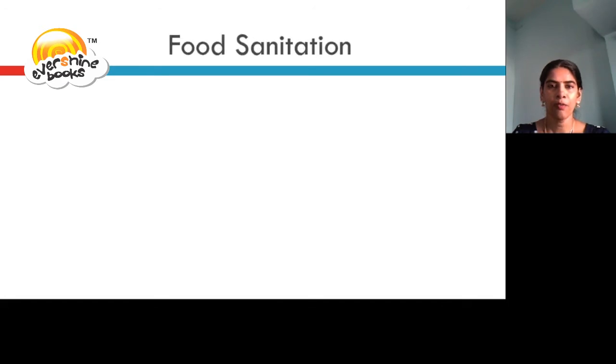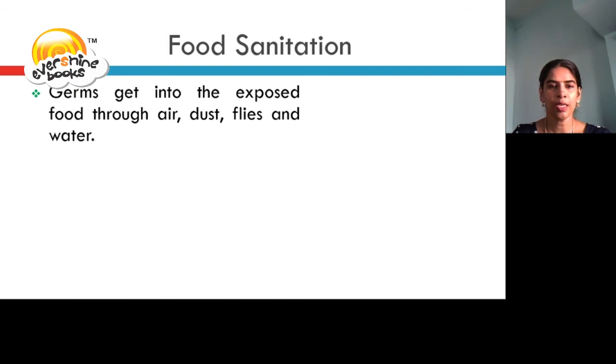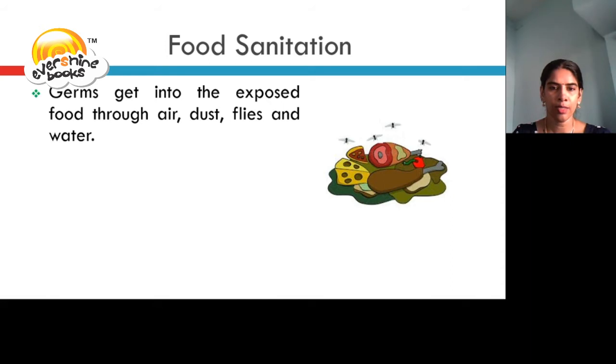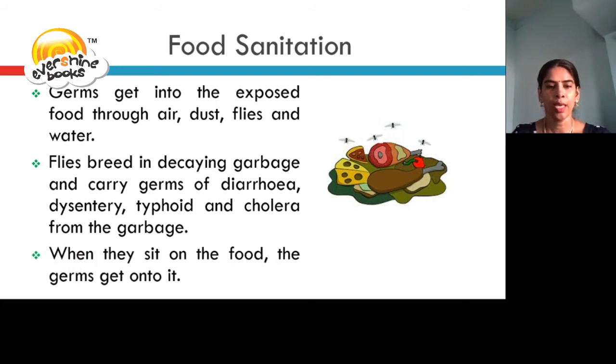Let us learn food sanitation. Germs get into exposed food through air, dust, flies, and water. Flies breed in decaying garbage and carry germs of diarrhea, dysentery, typhoid and cholera from the garbage. When they sit on the food, the germs get onto it.